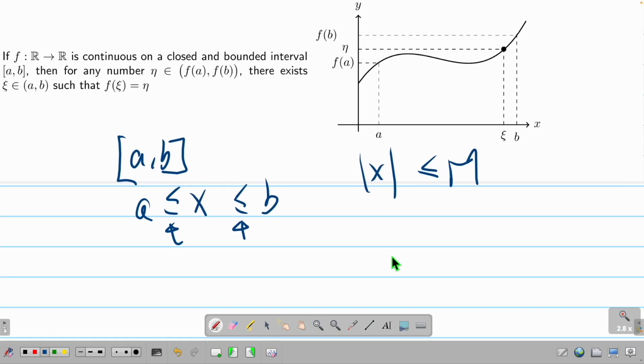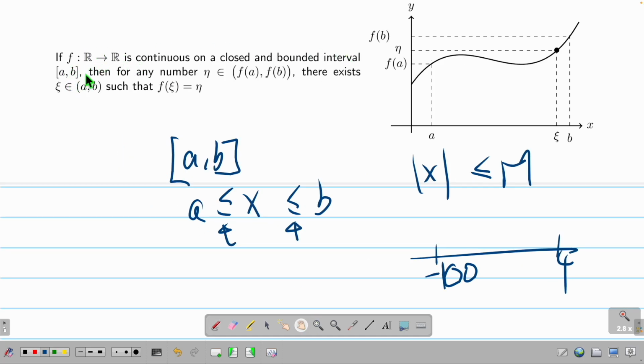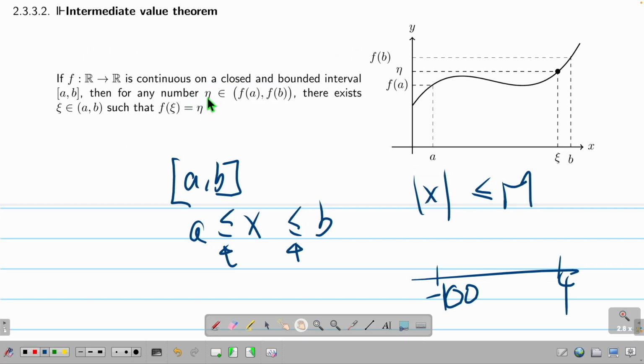So, for example, I have an interval between -1 and 4. Then my m is 4. What about between -100 and 4? Then my m is positive 100. So it's the max between these two absolute values. Okay, if this part is true, then for any a, b, and eta, there exists a c. That means this is true.